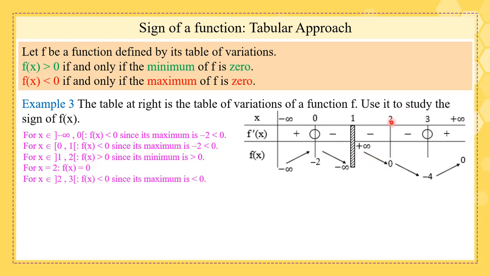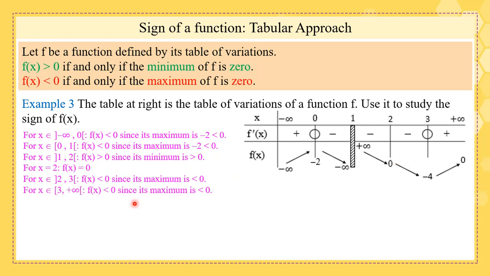For x equals exactly 2, we can say that f of x is exactly 0. When x belongs to the interval 2, 3, f of x decreases from 0 to negative 4, so it's negative. And in order to justify that it's negative, I have to use the word maximum. So I say that f of x is less than 0 because its maximum is less than 0. You see, in this specific interval, the maximum of f is 0.